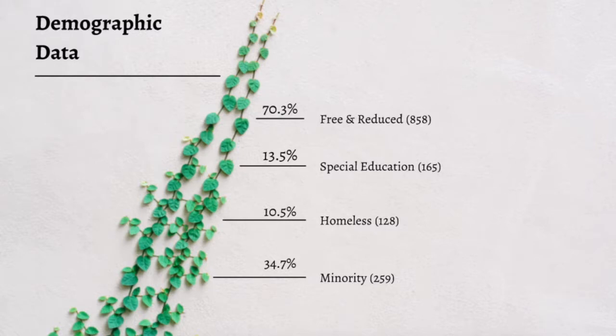We're a school of about 1,200 to 1,300 students. 70.3% are free and reduced lunch. 13.5% is special education. 10.5% is homeless, and 34.7% are minority students. So we're a very diverse school, and many of these socioeconomic statuses, homelessness, those things affect our students every day in the classroom. And that has caused some of them to fall behind because of the lack of support, the lack of structure that they receive at home.